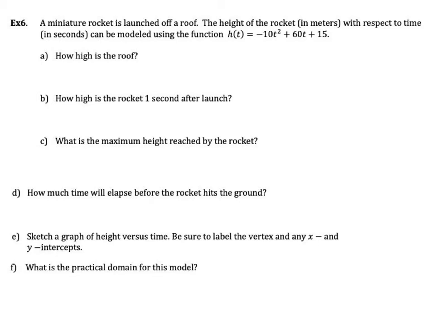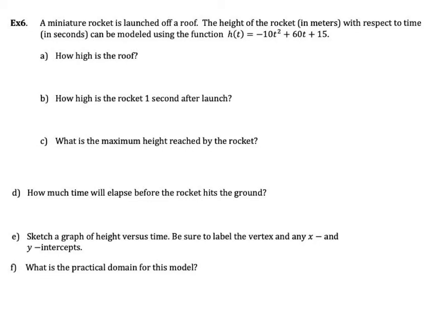Okay, our final example here is a real world example. So we're going to go ahead and go through this, hopefully put some things together. I tried to put it all on one page so we wouldn't have to look at it, but that means that I'm going to have a hard time trying to do some of these answers in the space, but I'll do my best. Okay, so it says a miniature rocket is launched off of a roof.